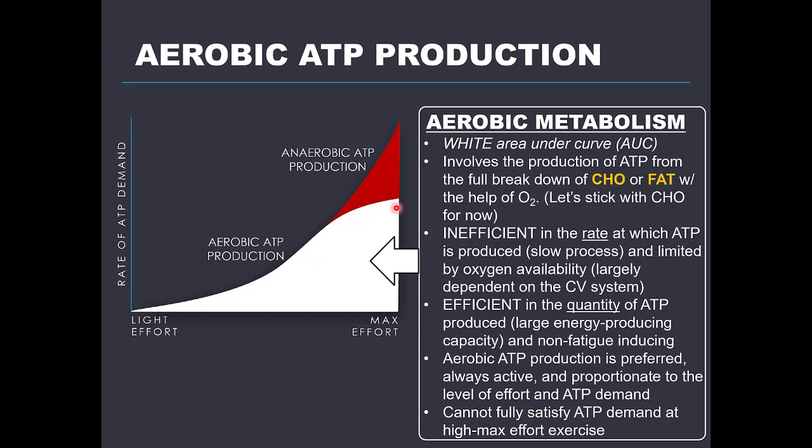First, we need to discuss the basics. So those are the reasons why the aerobic system can be inefficient. But how is it efficient? The aerobic system is efficient because of the quantity of ATP produced per fuel molecule.